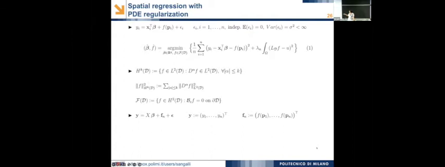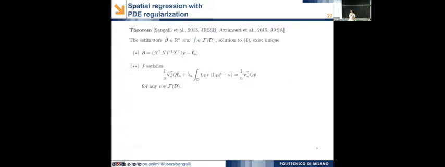Let me write the model in a matrix formulation. So w will be the vector of observed data at the locations, f_n will be the vector evaluation of the field at the n data locations, X will be the design matrix, H the hat matrix in regression, and Q the matrix that projects into the orthogonal complement of R^n with respect to the space spanned by the covariates. At this point, we can show that the estimators beta hat and f hat, which solve the estimation problem, exist and are unique.